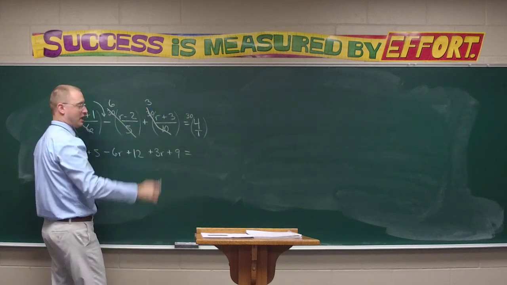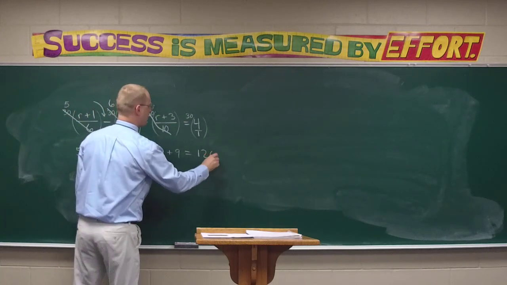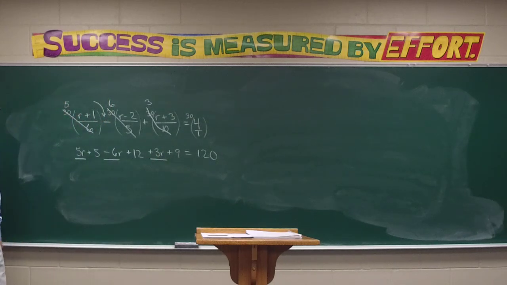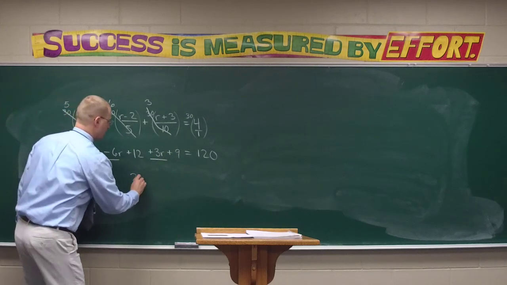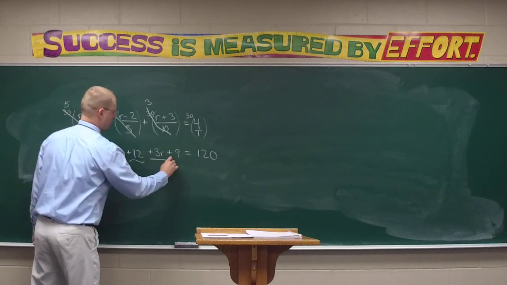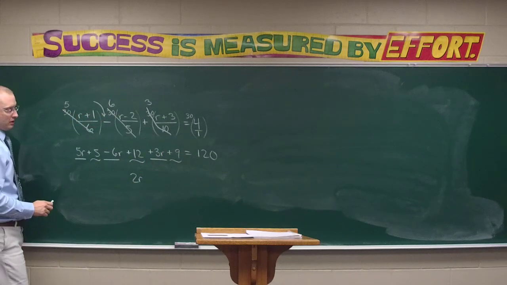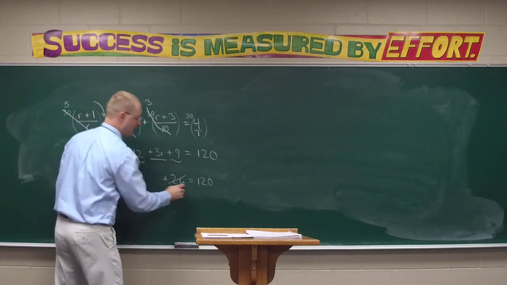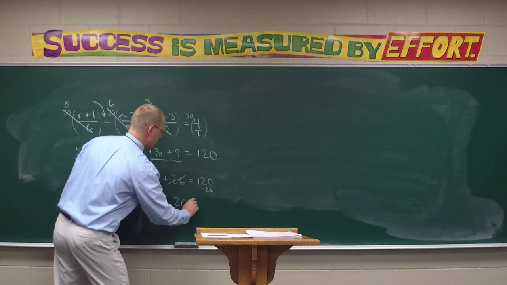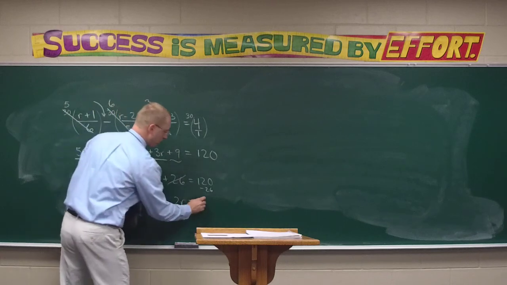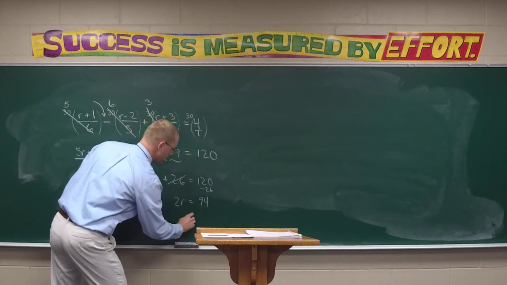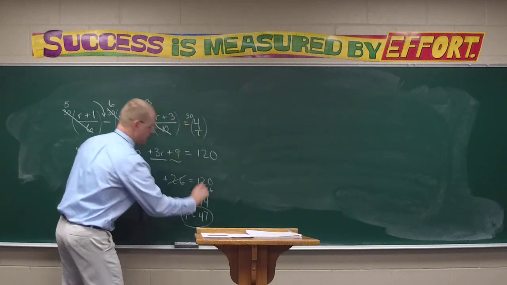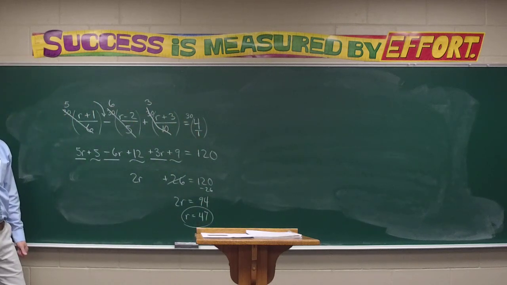I just multiply straight up, class, to get 120. At this point, we need to combine all the r's together to get what, Brandon? 2r. Now let's combine all the nothings together to get what, Audrey? 26. All equal to 120. Then, of course, class, we're going to subtract away the 26 to get 2r is equal to 94. And when we divide away the 2, we get r equals 47. How many had 47 for your answer?